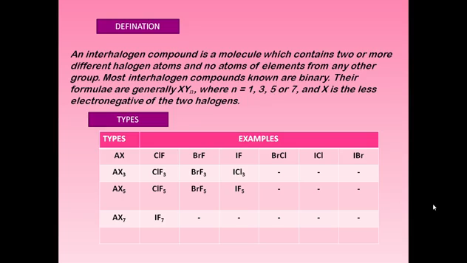Then the next type is AX5. Here again the same. Okay, 5 atoms of fluorine react with chlorine and form ClF5, then BrF5, likewise IF5. There is only one compound in the AX7 type, that is IF7. We know that fluorine is the more electronegative atom, with an electronegativity value of 4.0, and iodine is near about 2. Therefore they react among themselves. 7 atoms of fluorine combine with 1 atom of iodine, and that's why they form the AX7 type. So these are the different types of interhalogen compounds.